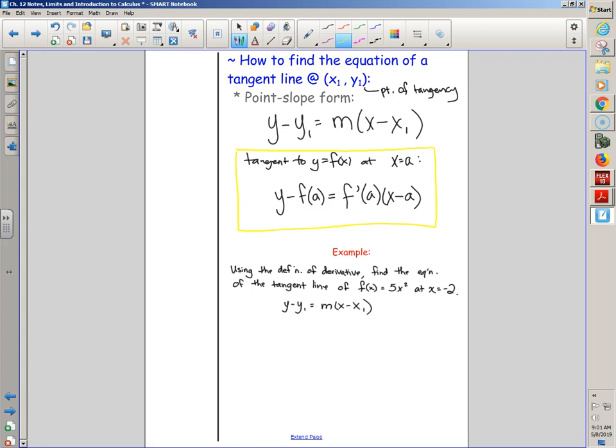So, another type of problem that you might see that we didn't specifically get to do an example of yesterday is the following. Using the definition of the derivative, or they might say the limit process, or the limit definition of the derivative, find the equation of the tangent line. So do I just want slope? No. But do I need slope as a part of this answer? Yep. f of x equals 5x squared, x equals negative 2. And okay, there's the point slope form.